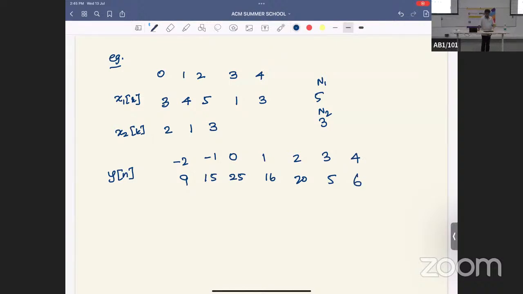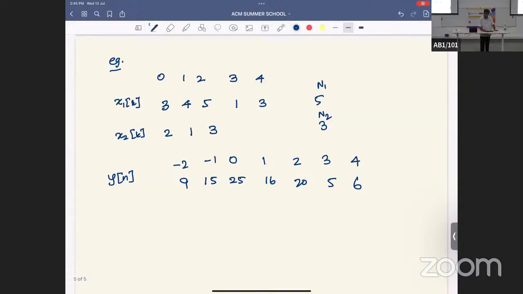Okay. So what is the length of this? 7, right? So what is the relation of the original sequence and the final sequence? N1 plus N2 minus 1. So if you have two sequences of length N1 and N2 in general, the result will have N1 plus N2 minus 1. This is the first thing you need to understand.